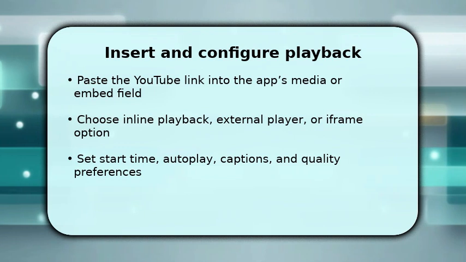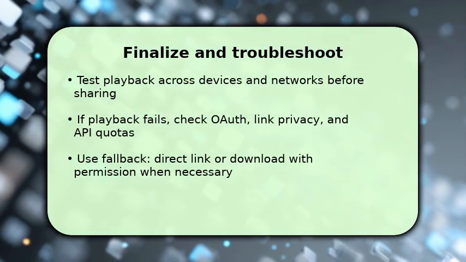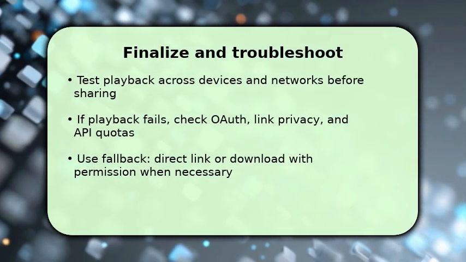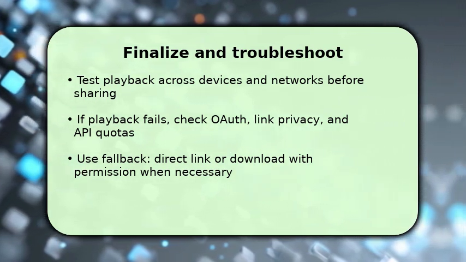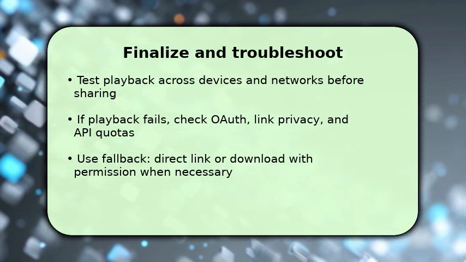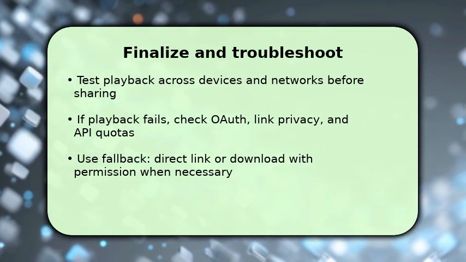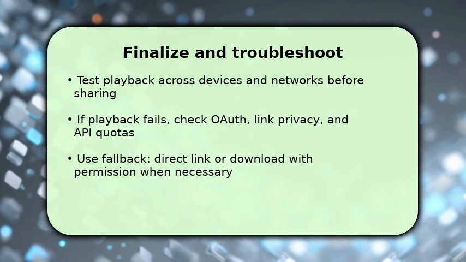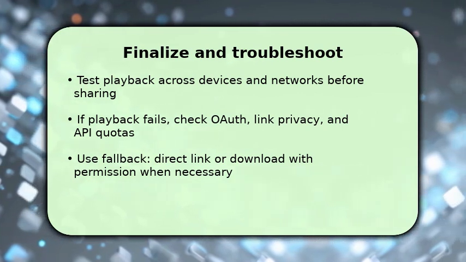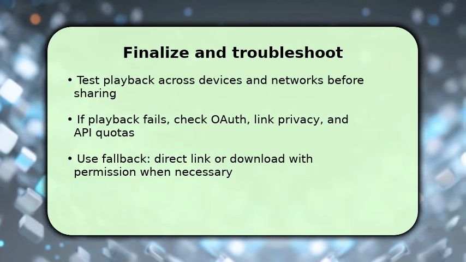Finish by testing the embedded video on different devices and networks to confirm playback, captions, and controls work. If you hit problems, check account authentication, link privacy settings, and any API quota limits the app might hit. These are common blockers. Make sure the video isn't restricted by age or region. As a fallback, provide a direct YouTube link or an authorized download option when embedding is blocked. That single troubleshooting step fixes most issues.